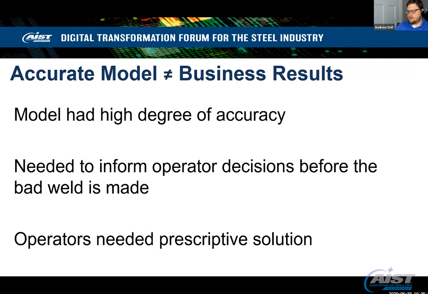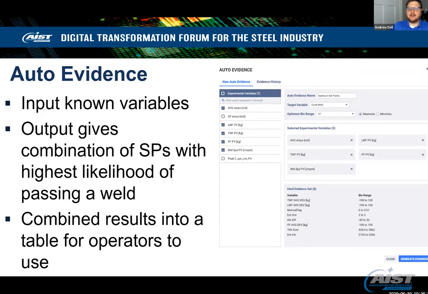For that, inside of Cortex, we actually have a feature called auto evidence. It allows you to input known variables. So in this case, we input grade and gauge and the fact that we're hitting all of our set points. And it gives you an output of a combination of set points with the highest likelihood of passing a weld.